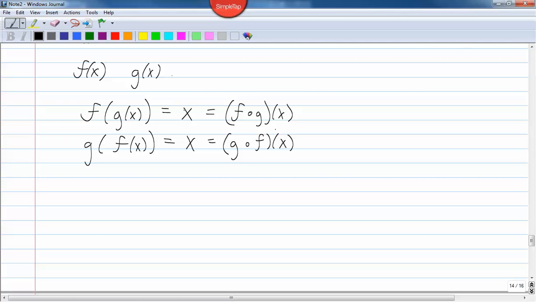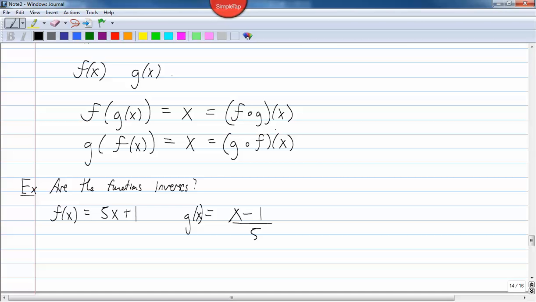So if I wanted to know, say, are the functions inverses, and I had f of x equals 5x plus 1, and g of x equals x minus 1 over 5.